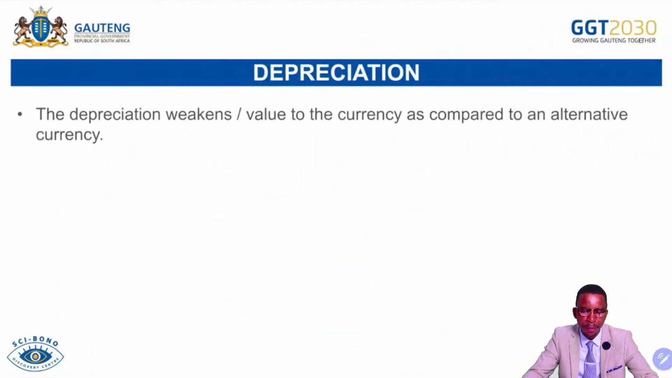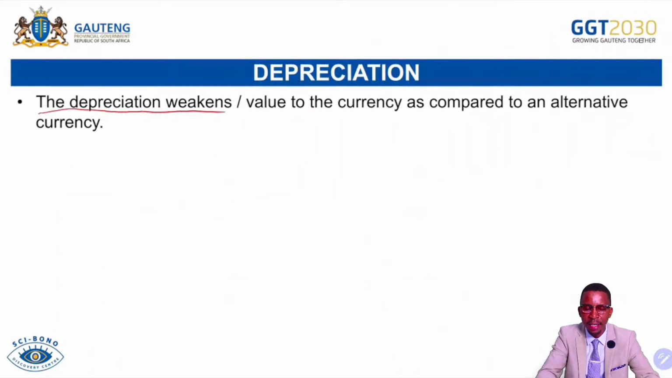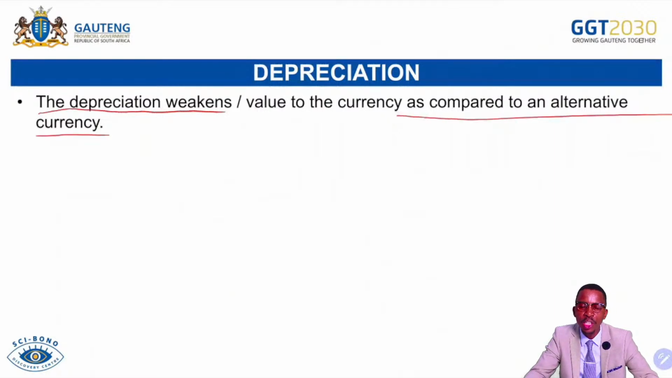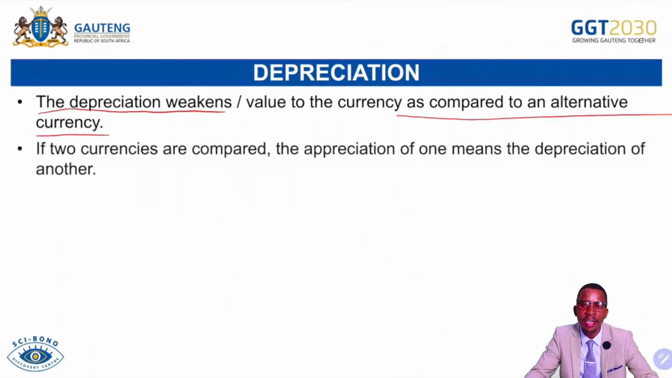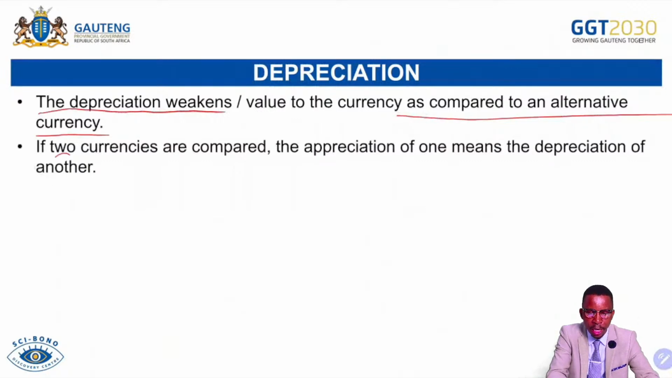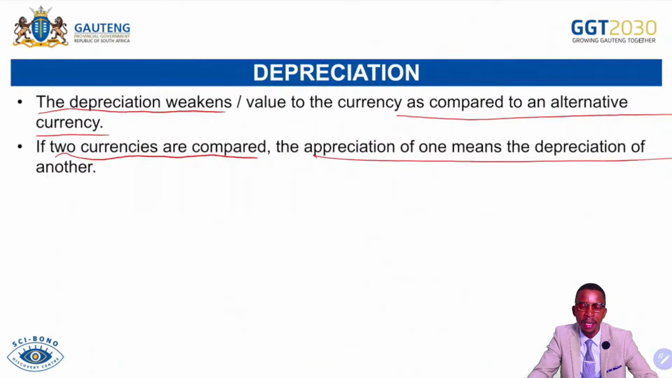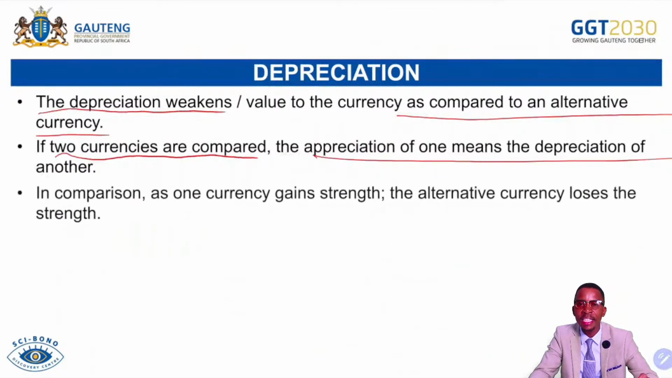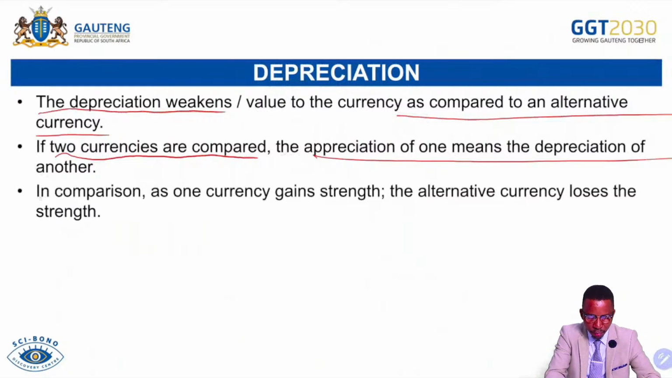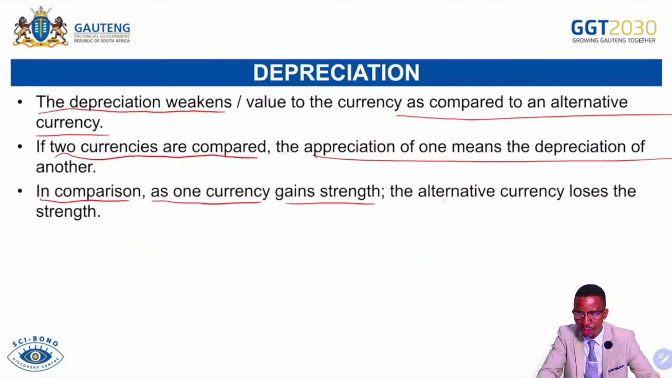So what is meant by depreciation? That's when the value of the currency has been weakened. The value of the currency is weaker compared to the alternate currency. We call this the decrease in the value of a currency in relation to another currency because of market forces. If two currencies are compared, the appreciation of one currency means the depreciation of the other currency. I've explained that. So as one currency depreciates, the alternate currency will be appreciating. In comparison, as one currency gains strength, another currency will be losing strength. As one currency loses strength, another currency will be gaining strength.